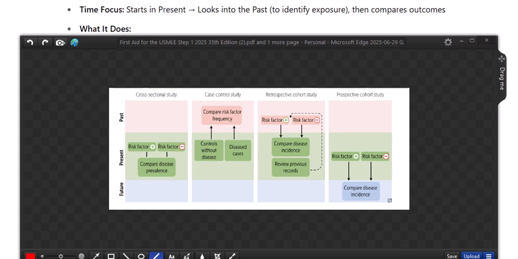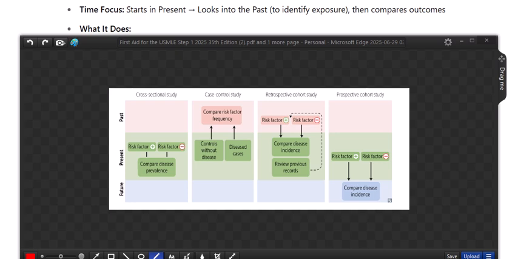4. Prospective cohort study. Time focus: present, future. What it does: starts with a group of exposed and unexposed individuals, follows them forward in time to see who develops disease. Example: following smokers and non-smokers for 10 years to see who develops COPD. Key point: measures relative risk, RR, stronger evidence than retrospective designs for causality.